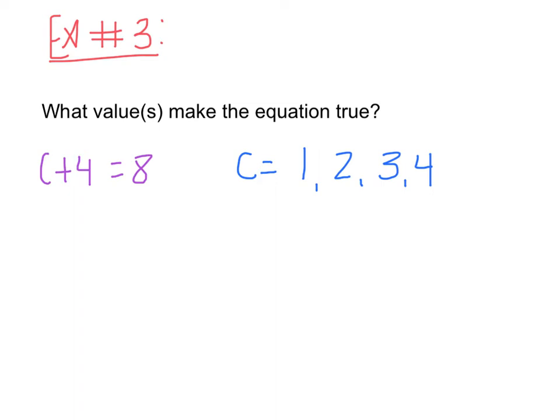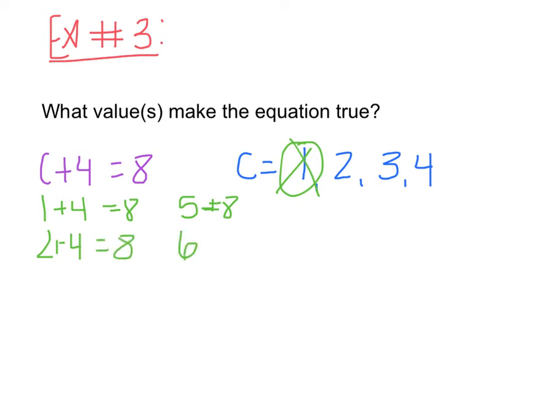Example number 3, we have C plus 4 equals 8, and we have 1, 2, 3, and 4 that we can plug in for C. So this one should be an easy one, but we'll just go ahead and do it. We have 1 plus 4 equals 8, and we know 1 plus 4 is 5. So 5 equals 8, and that's not true. Then we can plug in a 2. 2 plus 4 equals 8. We know 2 plus 4 is 6. 6 does not equal 8, so that's not it.